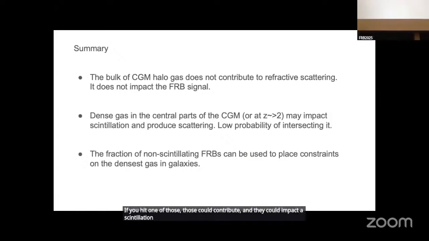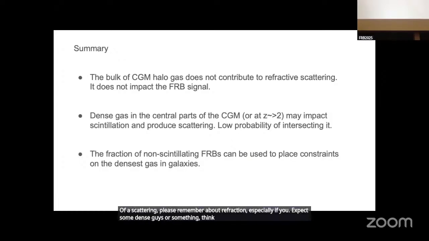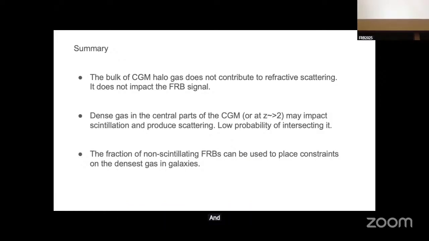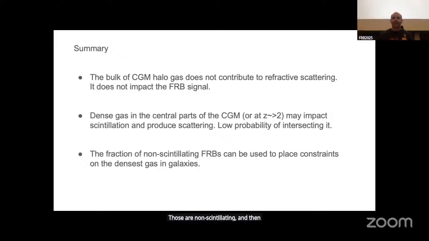if you hit one of those, it could contribute and it could impact a scintillation. So when you do calculations of scattering, please remember about refraction, especially if you expect some dense gas. And more statistically, using a large population of FRBs, you can think about what fraction of those are non-scintillating, and then try to connect that to, yeah.